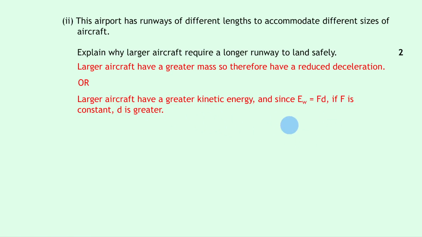So where do your 2 marks come from here? Well, in the first statement you get your first mark for saying the larger aircraft have a greater mass, and your second mark comes from the part about having a reduced deceleration. In the second statement you're getting the first mark for saying that larger aircraft have a greater kinetic energy, and then the second mark comes from this second part here, talking about the work done and the distance being greater.